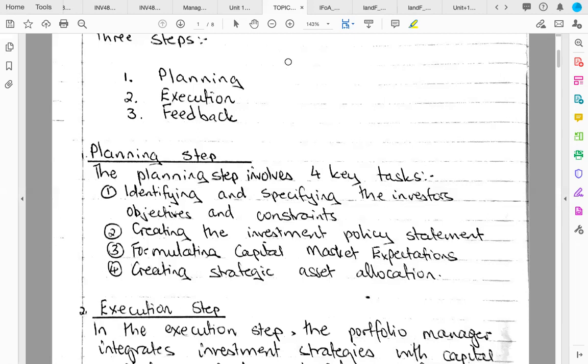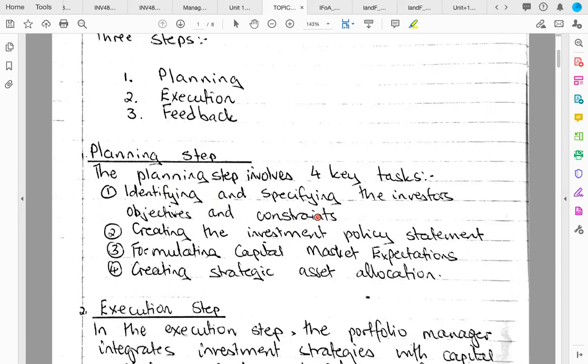Okay, so anyway, back to what we were saying. With regards to the portfolio management process, let's say you have money and you want to invest your money in a portfolio of assets. The first thing we need to do, we have to look at 4 key tasks. First of all, whether you're an investor or an institution, we have to identify and specify your objectives and constraints. You want to invest money, what are your objectives?